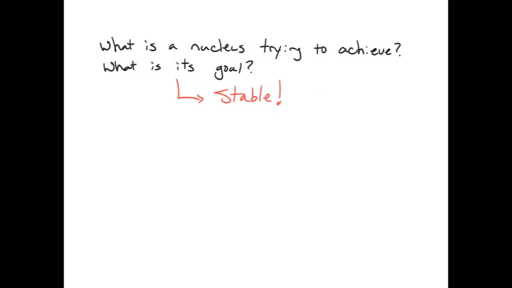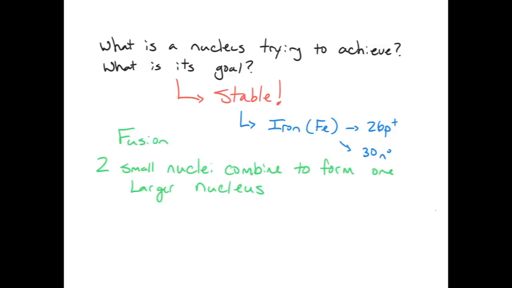And that stable moment is when they reach the nucleus of iron. Iron has a nucleus of 26 protons and 30 neutrons. For rules that I'm not able to explain to you in this class, iron is the most stable nucleus that can be achieved by fusion or by fission. Let's first talk about the definition of fusion. The basic definition is where two small nuclei combine to make one larger nucleus.